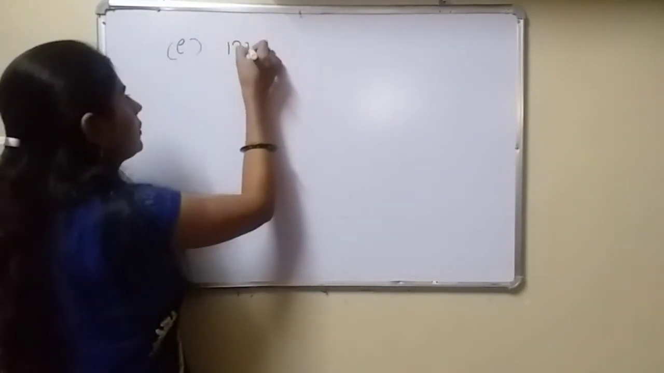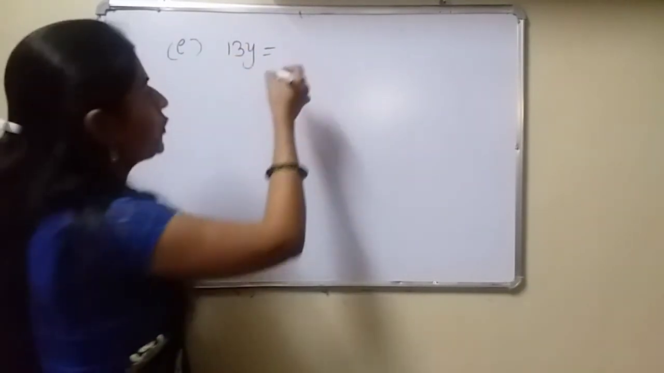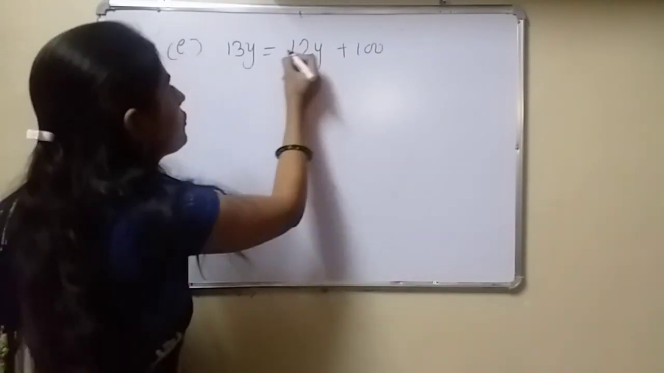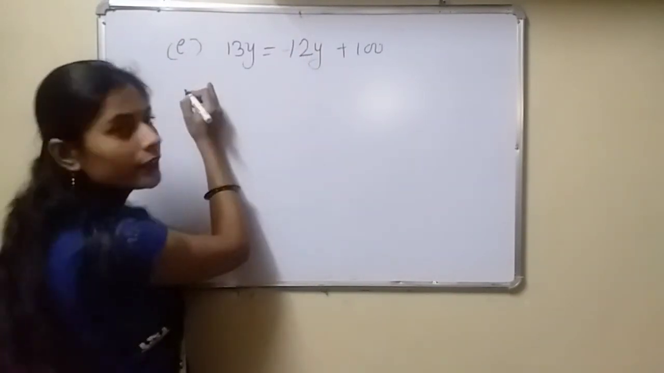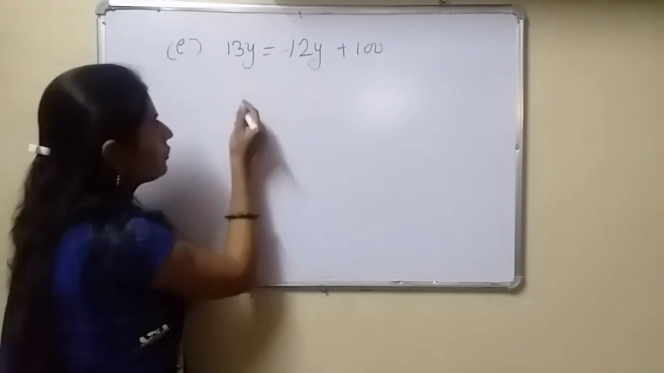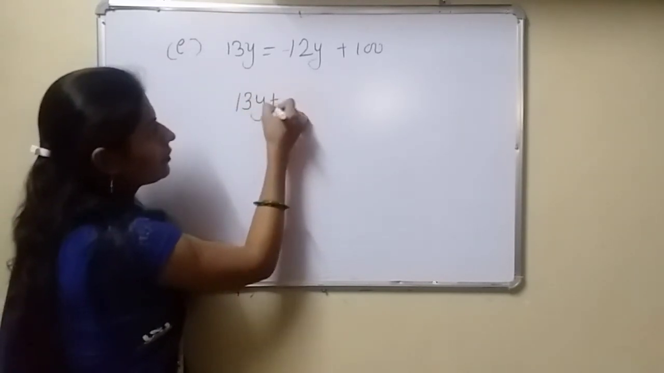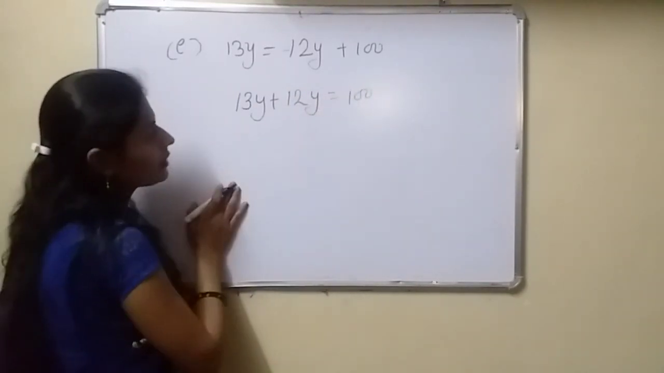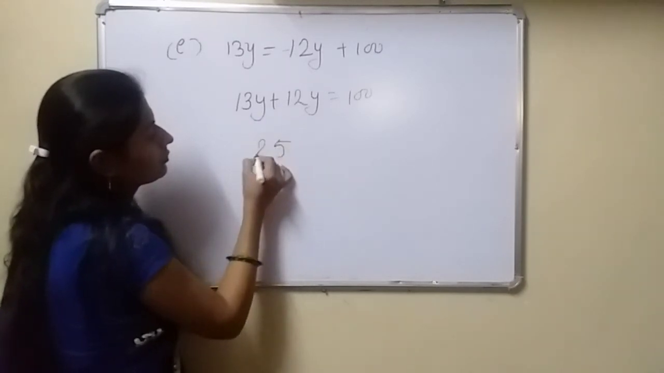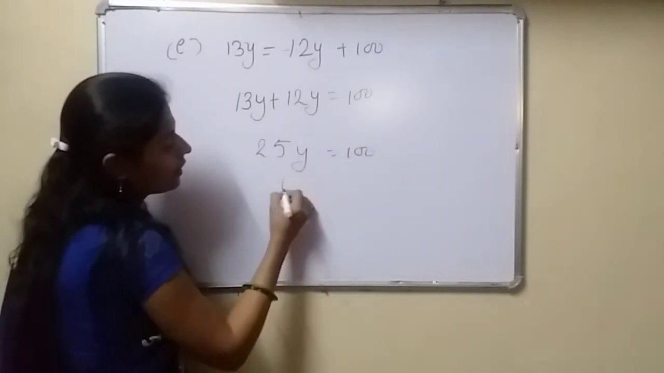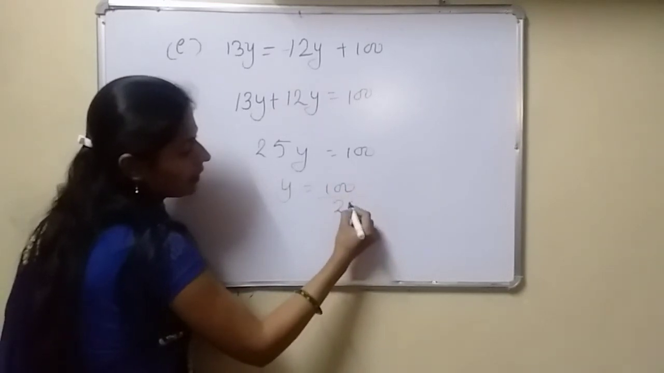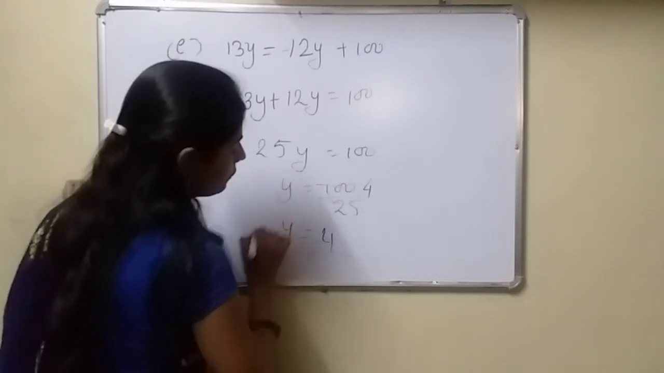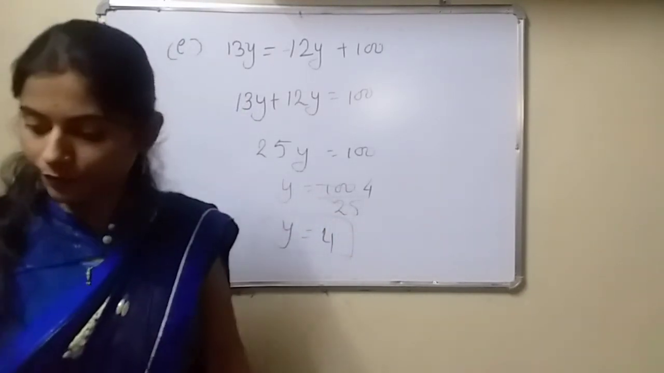13y is equal to 12y plus 100. Okay, it is minus 12. Now see, minus 12y, here 13y. So same variables you have to take to the same side. It will become plus 12y is equal to 100. Okay, as it is 100, we wrote it on this side. Now see, 25y is equal to 100. y is equal to 100 divided by 25, which becomes 4. So what is the value of y you got here? That is 4. Okay.